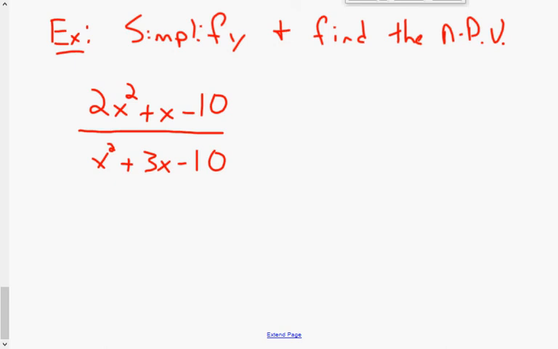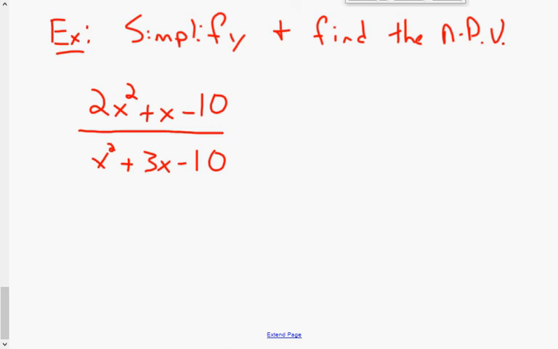All right. So to simplify and find the non-permissible values, now we're doing both things. So what I'm going to do first is factor each part of this as much as I can without canceling anything. Then I'm going to solve for my non-permissible values, and then I'll simplify. Just in that order, because it makes it easier. There's no sense in solving for all of this and then working it out, then coming back and redoing the question. So this is how I would recommend doing it, okay?